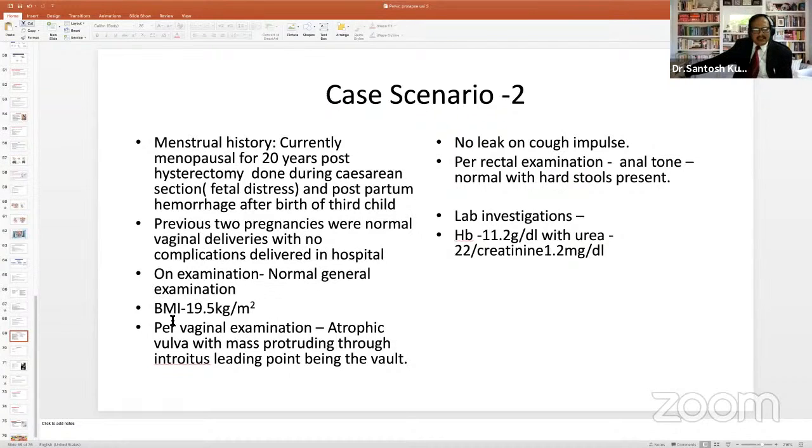On examination, BMI is 19. Per vaginal examination, atrophic vulva, with mass protruding through the introitus, the leading point being the vault. No leak on cough impulse. Per rectal examination, anal tone normal with hard stool present.